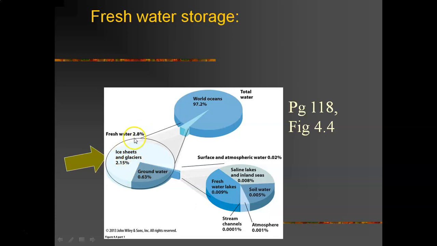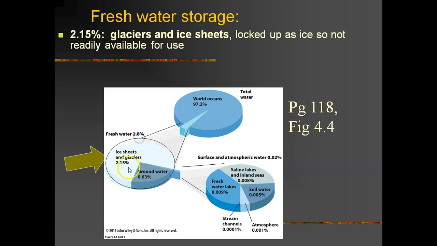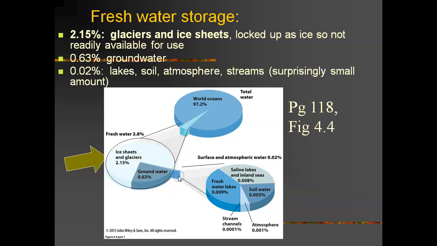So of that 2.8%, kind of surprisingly, 2.15 of that 2.8% is locked up as ice sheets and glaciers, and again, not readily available for human use. And then groundwater storage, kind of small. I mean, just over 0.5%. That's pretty amazing.